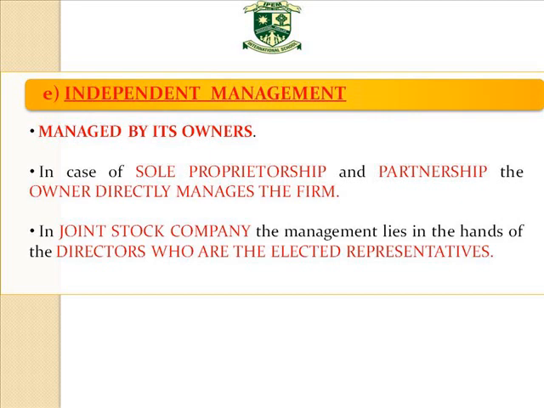So see, in case of sole proprietorship and partnership, the owner directly manages the firm. In sole proprietorship, the sole trader or the sole proprietor is going to manage the functioning and the operation of his firm. Similarly, in case of partnership, like I told you, like suppose you and I are the partners of ABC Limited. So you and I will be responsible to manage the operations and the functioning of that ABC Limited, which is a partnership firm. Similarly, if you talk about the joint stock company, over there the management lies in the hands of the directors, who are elected by the representatives.